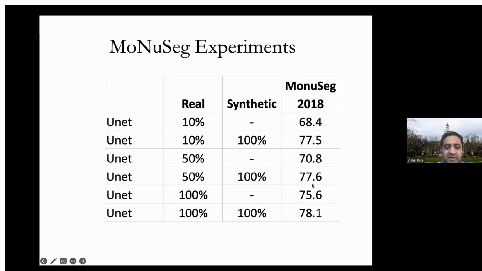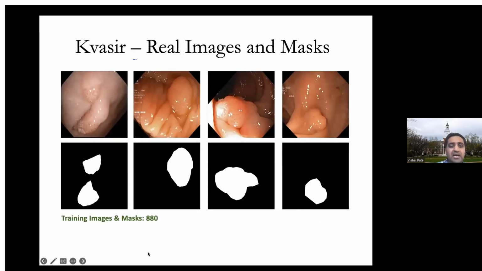So basically, what I want to convey here is that when you synthetically generate images and the corresponding masks, and you enlarge your training set with the generated data, then you can significantly boost the performance, right? Here is an example going from 75.6 to almost 78, and that's a pretty decent boost by just including this synthetic data in the training process. Similarly, we've done multiple experiments on a variety of different data sets.